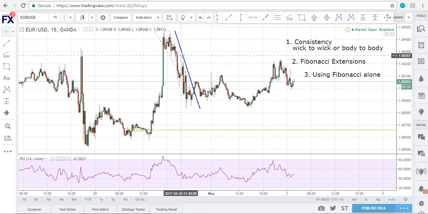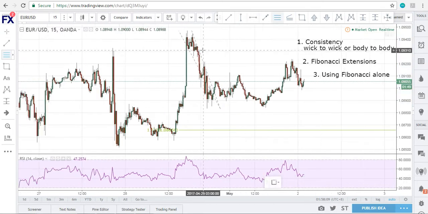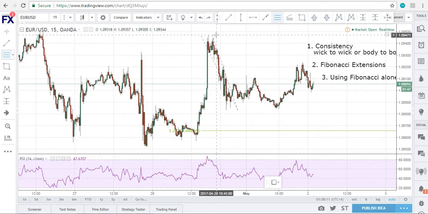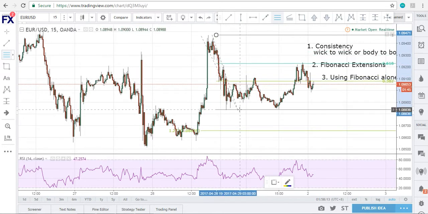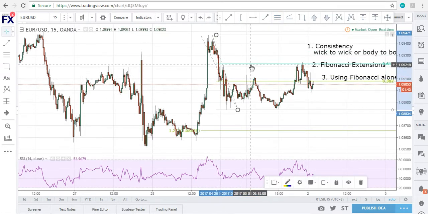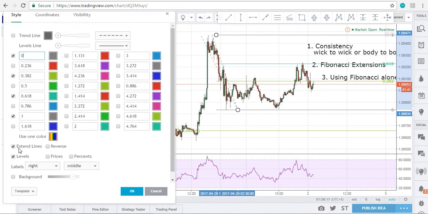if you use a Fibonacci retracement, let me just show it to you. Fibonacci retracement of this same swing high to swing low, and if you reverse that and you click the 127, you can see that it lines up with the same extension.